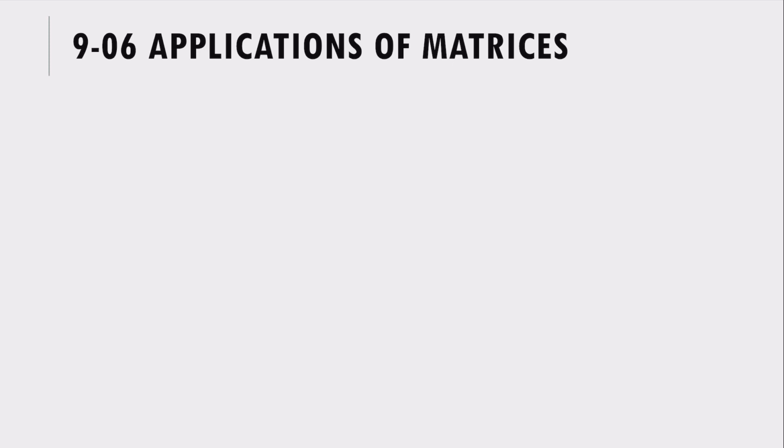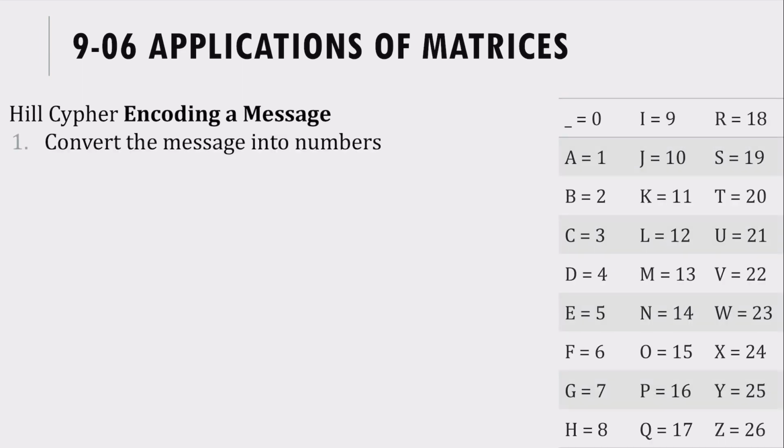Another application of matrices is using ciphers. It's called the Hill cipher. To encode a message, we convert our message into numbers. Now, to make it more interesting, of course, you could let each letter be a different number, but I just did A is 1, B is 2, C is 3, just so it's easy to remember. A space would be 0 in my setup.